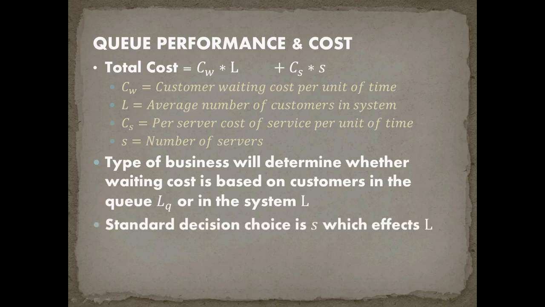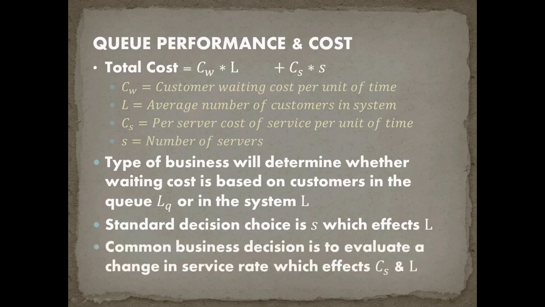So our standard business decision choice is S, and S in return affects L. So it'll affect both our service and our waiting costs. A less standard but common decision also that businesses have to analyze using these models is we want to evaluate a change in service rate. So what if I could pay for more effective service? This in turn will raise the cost of service, but it'll also affect L, the length of that line, because I'm able to process my customers faster when they arrive.